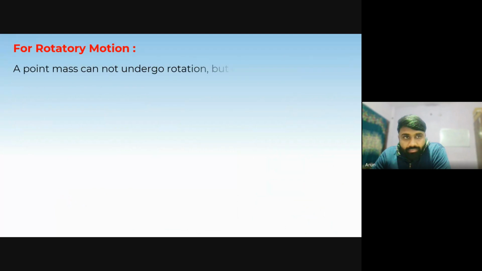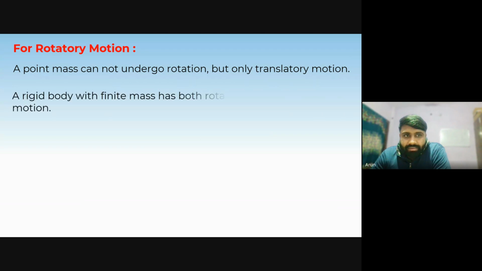Now for rotational motion, a point mass cannot undergo any rotation, because this is a point mass. How can you describe the rotational motion for that? So a point mass possesses only translatory motion, not rotational.